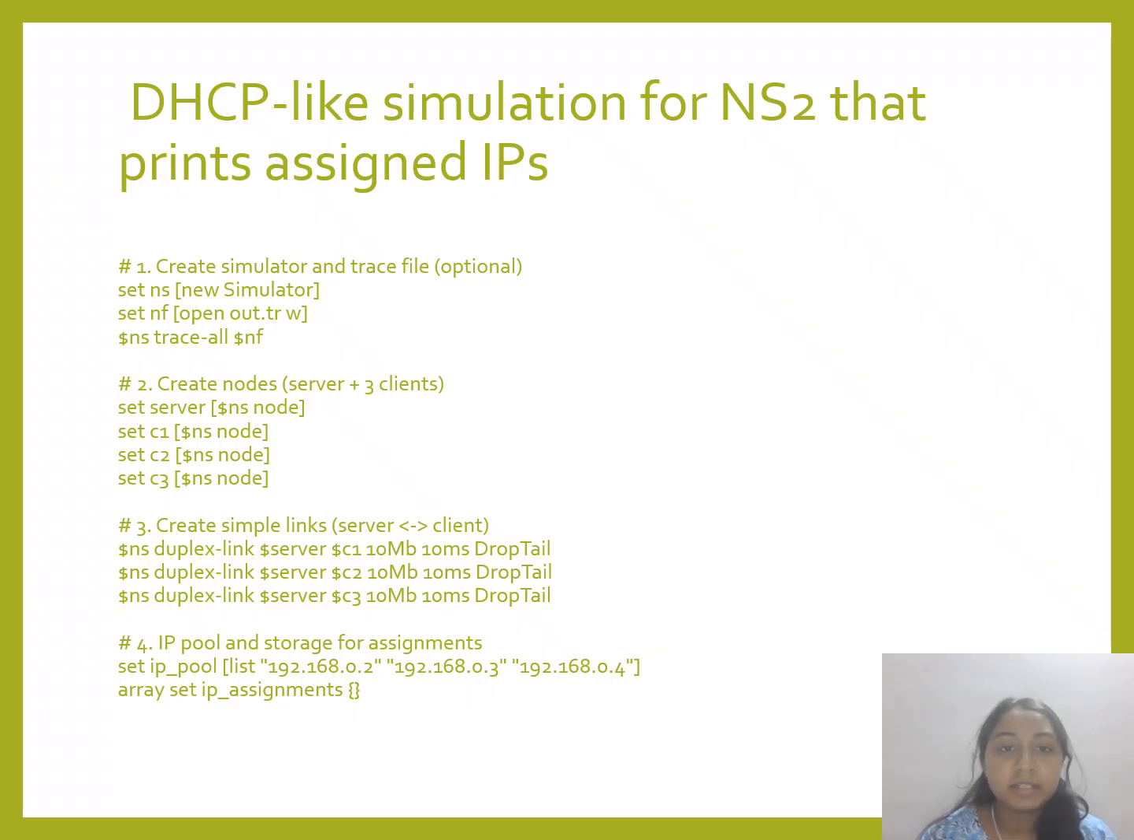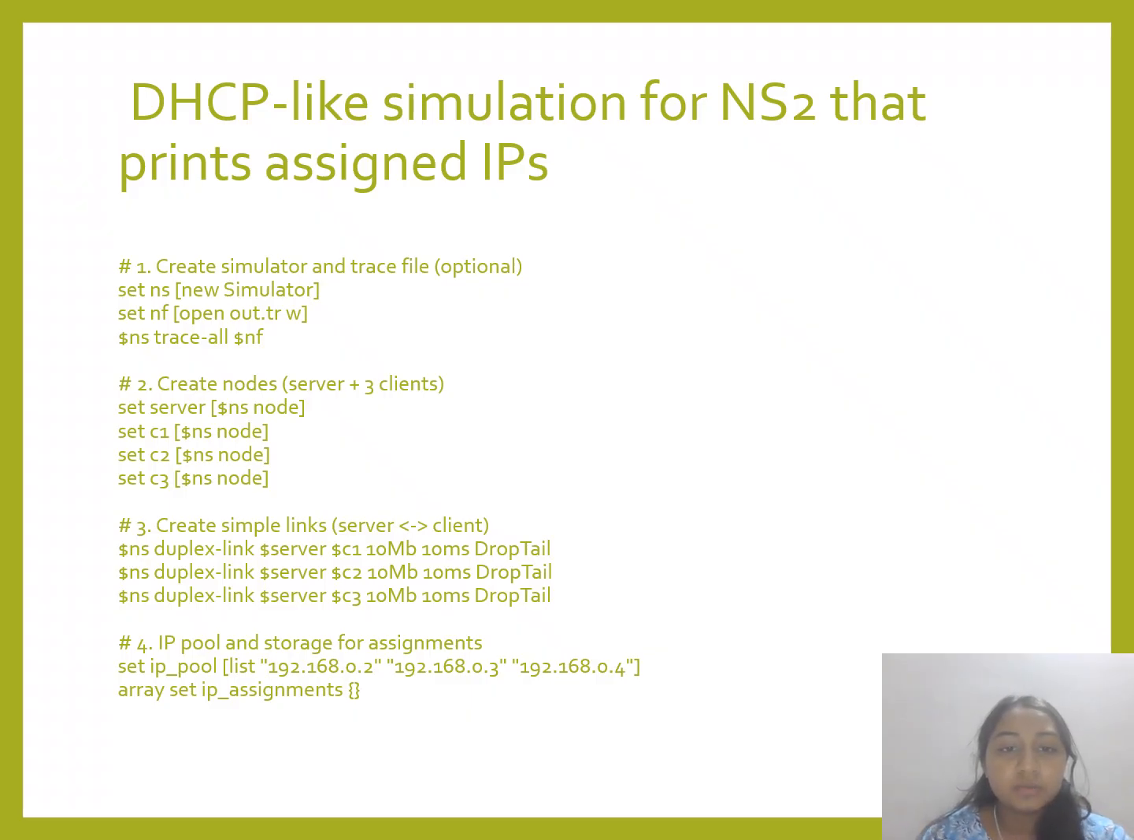Here let me give you a step by step explanation of this code. The first step is to create the simulator and add the trace file. Here new Simulator creates the ns2 simulator object, and open out.tr w opens a file out.tr for writing the simulation trace data, in which the network events can happen. And coming to next, trace-all $nf saves all events, that is packets sent or received etc., into the trace file. This is the first step which we have to do. And coming to the next step, that is creating the nodes.